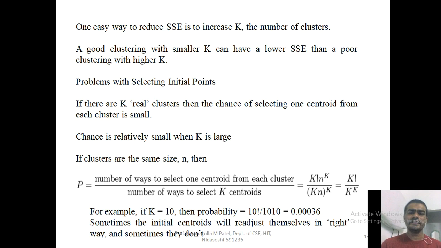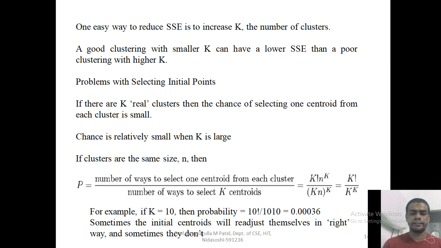One easy way to reduce SSE is to increase the number of clusters. So, how do we reduce the sum of squared error? One way is to increase k. If the number of clusters is larger, there are fewer chances of having one object similar to the other objects. A good clustering with a smaller k can have a lower SSE than a poor clustering with a higher k.